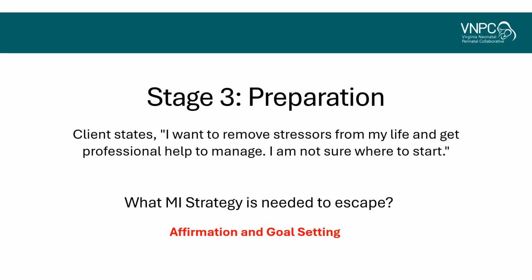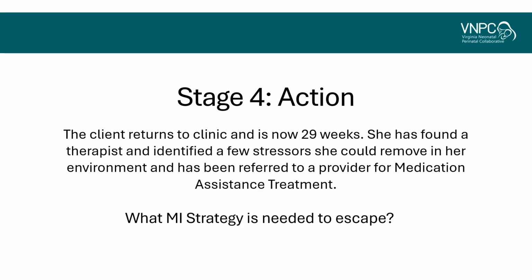Affirmation and goal setting. Correct. Affirmations are your opportunity to, again, continue to encourage them and let them know that they can remove these stresses from their life, no matter how hard it may be. And goal setting to really get down to the root cause of what they want to accomplish. What is their overall goal and what would they like to do to get there? Come up with some action steps. Stage 4 is action. The client returns to the clinic and is now 29 weeks.